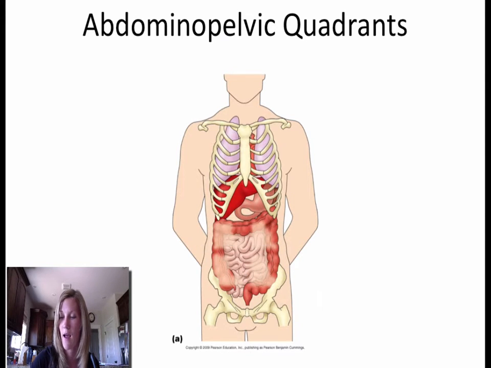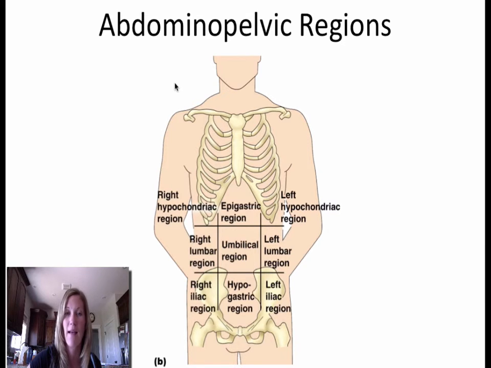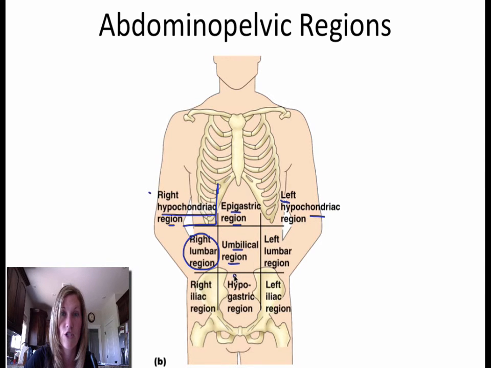Okay, so from here I already wrote all these in because I knew I wouldn't be able to write them this small. Then you have some other regions as well. If you want to be a little bit more specific, you have the right hypochondriac region. Okay, that's right in here. The epigastric region. The left hypochondriac region. Okay, then the next one down, we have the right lumbar region, the umbilical region, the left lumbar region. Okay, then the last group of them, we have the right iliac region, the hypogastric region, and the left iliac region.